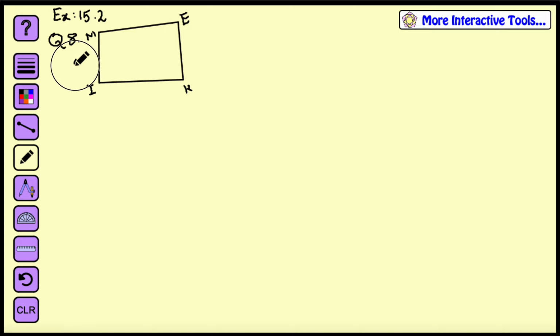Okay, MI is given as 8 centimeter, IK is given as 10 centimeter. Now we are going to use one property of a rectangle, that opposite sides are parallel and equal. This property we are going to use here. That means opposite of KI would be 10 centimeter, opposite of MI would be 8 centimeter.